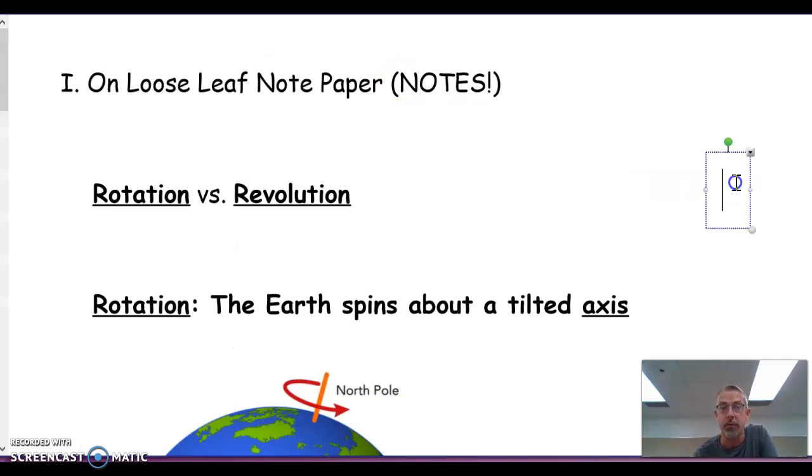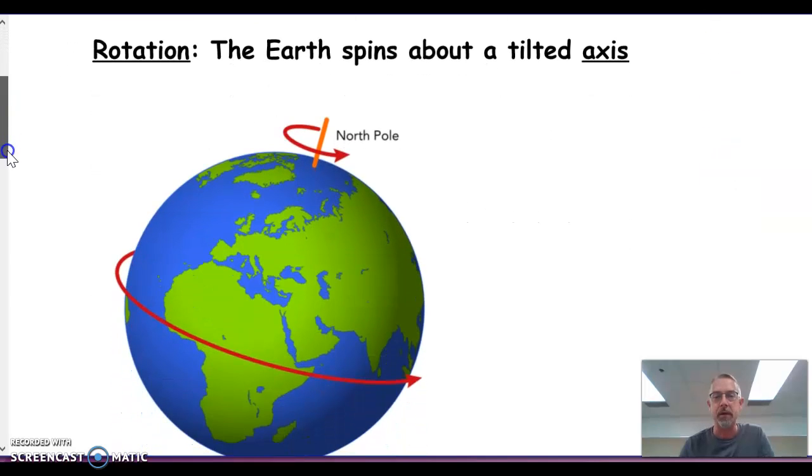Okay, so the first thing we've got to consider here is that there's a difference between rotation and revolution, and some people sometimes confuse those words. We're dealing today with the word rotation. And when we talk about rotation, we're talking about the Earth spinning about a tilted axis. The Earth is not straight up and down in space, at least compared to the sun. It's on a tilted axis, and this is going to have some ramifications when we start talking about the seasons.